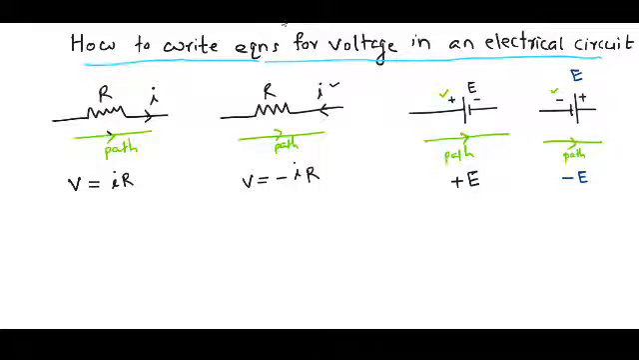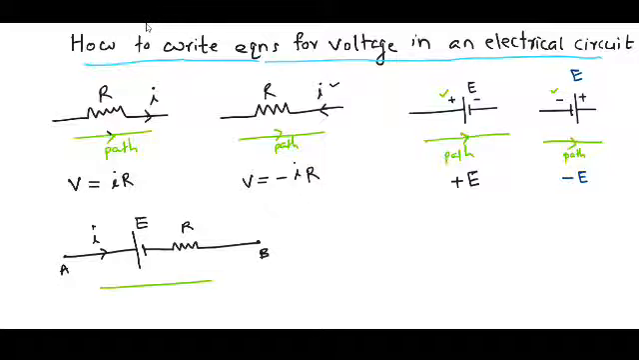Okay. Now another circuit that contains a battery cell and a resistance. This is point A and this is point B, and this is the current I. This is a battery E, and the resistance R. Now I consider the path from left to right.